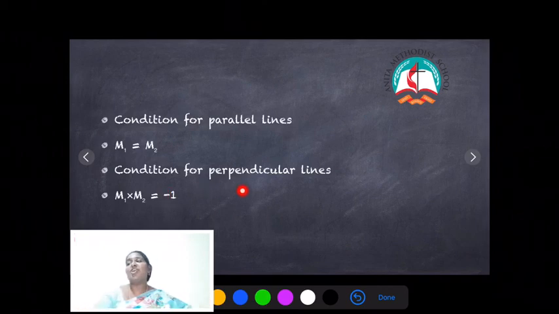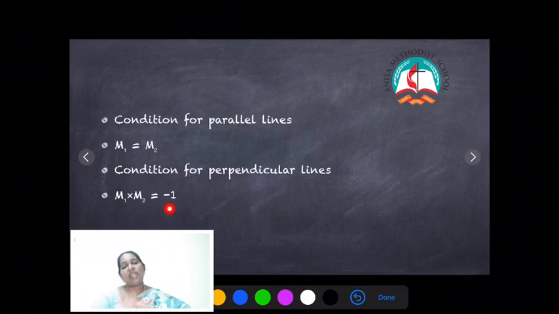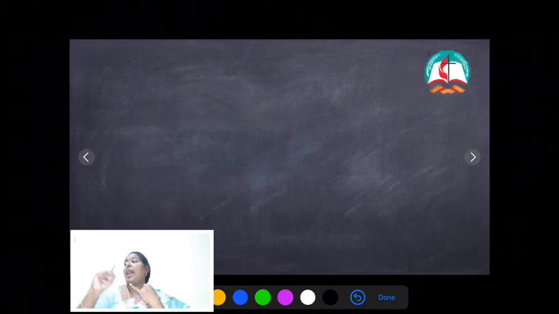Now, the condition of perpendicular lines. We will find out two slopes. After that we apply the condition M1 into M2 is equal to minus 1. Children, don't forget, when the equation is given, how to find out, and when the points are given, how to find out. Do you remember this? Yes, hope you all understood. I am going to the next.